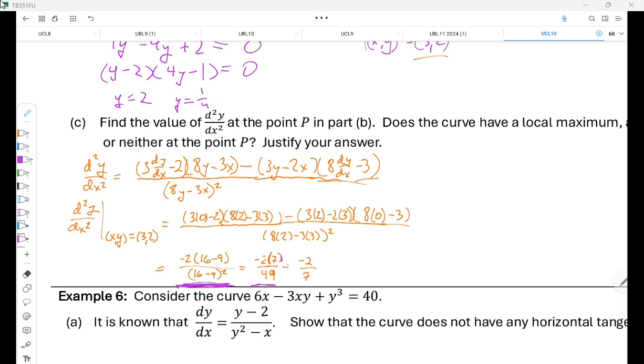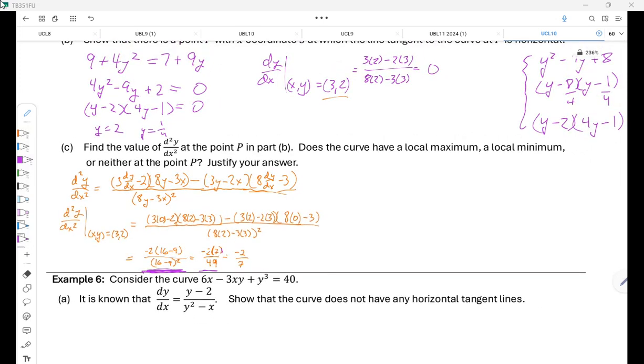So the question says, does the curve have a local maximum, a local minimum, or neither? Justify your answer. And then we're just going to use the second derivative test. So we found out that our second derivative is negative. Is that local min or local max? Local max, right? That's the reverse association. The only time it's a direct association is when you're talking about the concavity. Otherwise, you're going from concavity to something else, and it's reverse. It's not what your instinct would tell you.